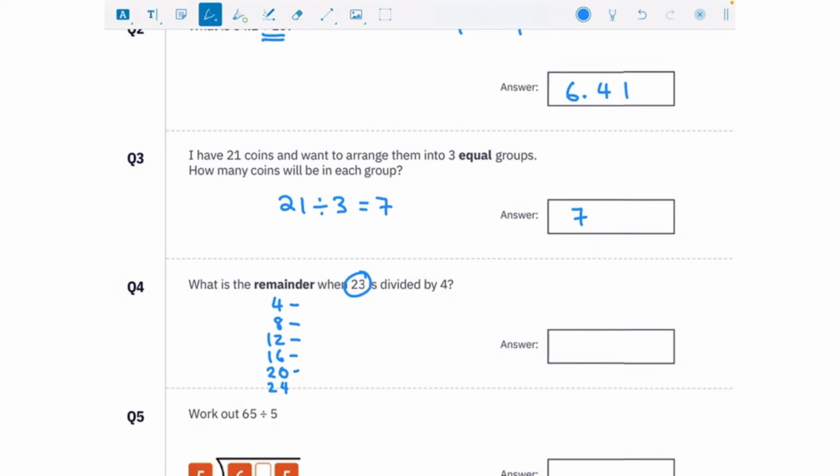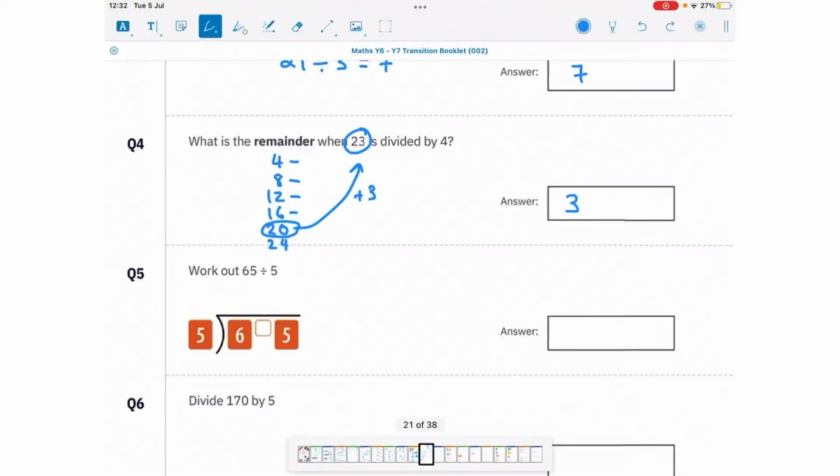So 4 fits in 5 times with a remainder of 3, because it fits in 5 times to get to 20, and we've got 3 left over to get up to 23. Okay, 65 divided by 5.